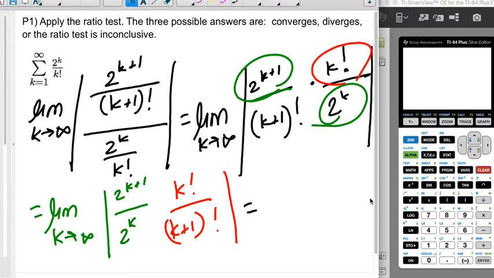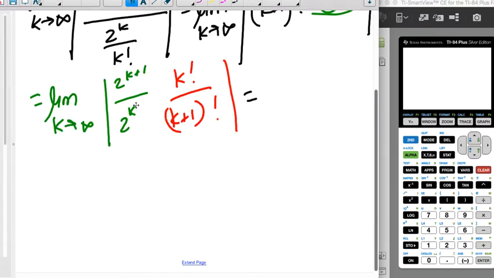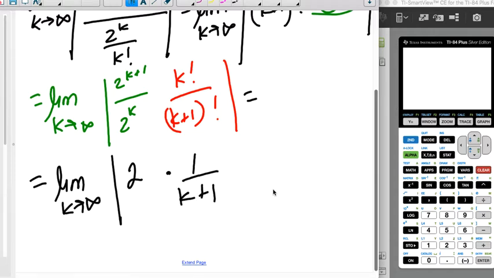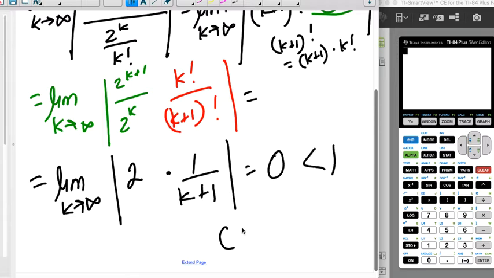So what's going to happen? These guys together, the green ones, are just going to become a 2. This is k approaching infinity. This is just going to become a 2 because it's 2 to the k plus 1 minus k, which would just be 2 to the first. And then this thing just becomes 1 over k plus 1, because, as a reminder, k plus 1 factorial means k plus 1 times all of the terms below that, which would be k factorial. So I'm going to get that this is a 0 again, which is less than 1, so this thing converges.